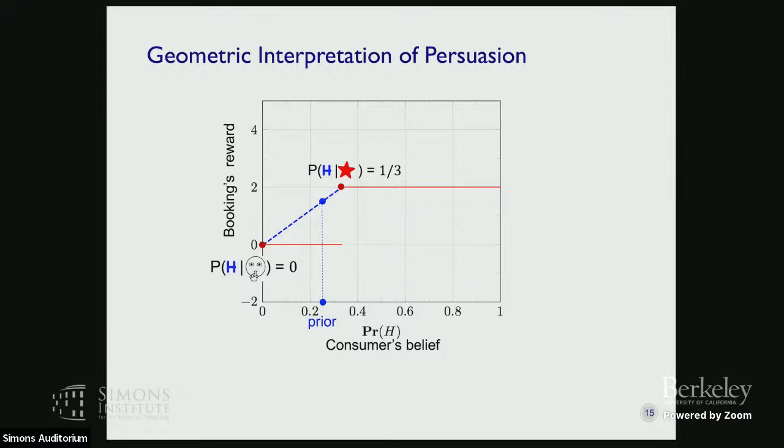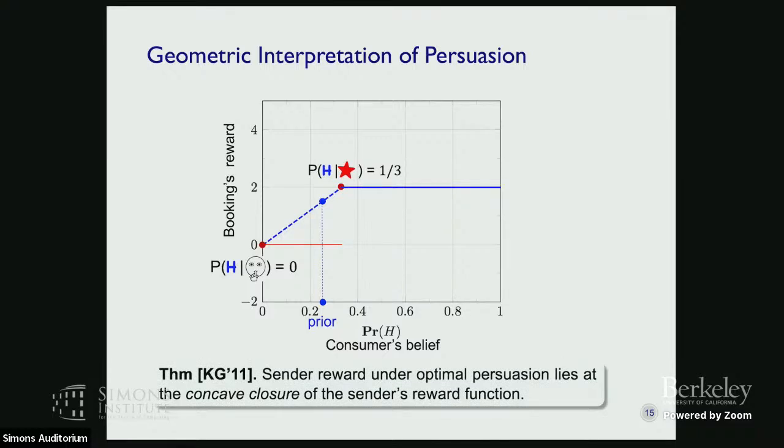And this turns out to not be a coincidence, because in a seminal paper by Kamenica and Gentzkow, they show that the sender's reward under optimal persuasion always lies at the concave closure of the sender's utility function. In this figure, the concave closure is exactly this blue curve here. That means if I move the prior to here, the optimal utility I'm going to get is here; if I move it here, the optimal utility is going to be here. This is a very nice geometric interpretation of optimal persuasion that makes it very convenient to think about persuasion.